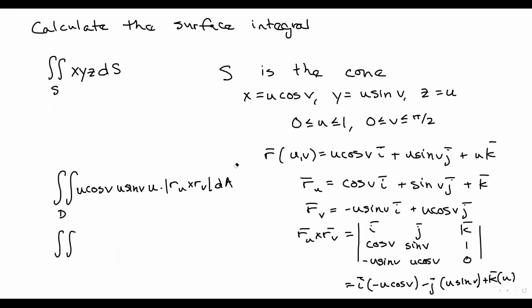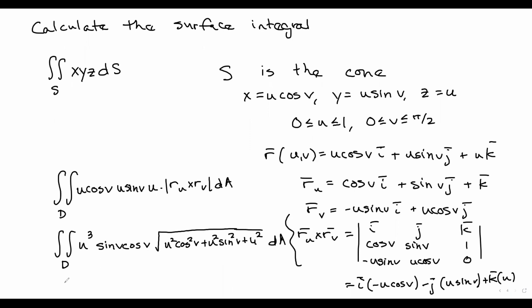Actually, let's simplify this while we're at it. u times u times u, that's going to be u to the third, sine v, cosine v. And then the length of this vector is going to be the square root of the sum of the components squared. So we're going to get u squared cosine squared v plus u squared sine squared v plus u squared, dA. What is this going to turn into?